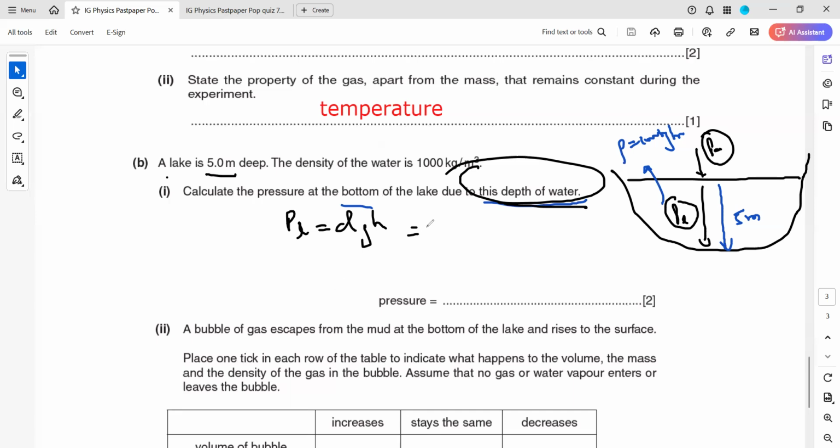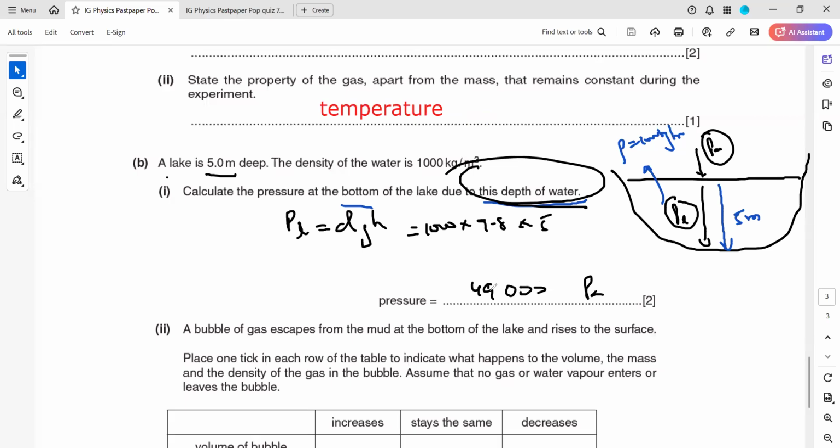So the density is 1000, the gravity is 9.8, and the depth is 5. What's the answer? Pressure? 49,000? 49 point what? 50,000 Pascal. 50,000 is rounded. What is the exact value I want? It is 49,000. Okay.